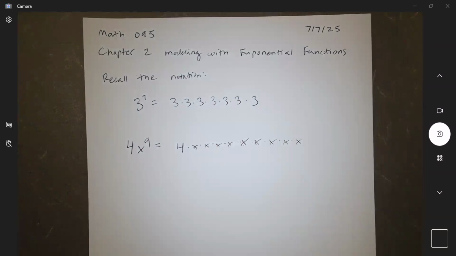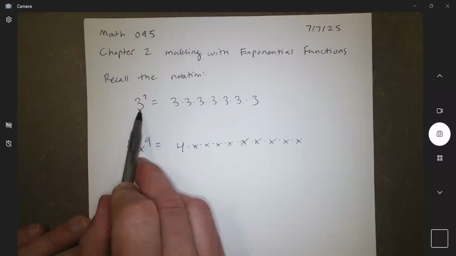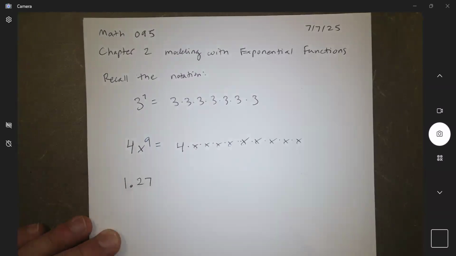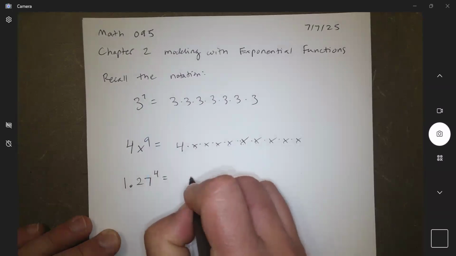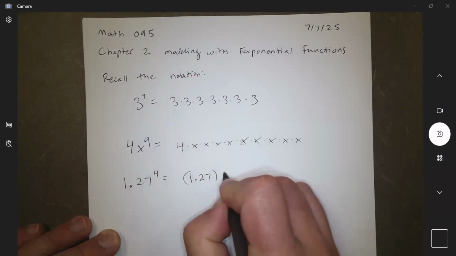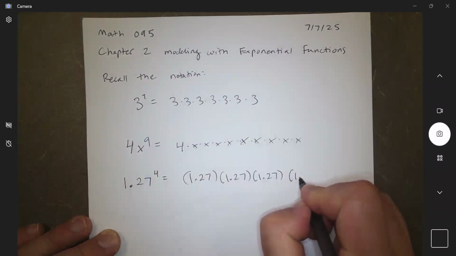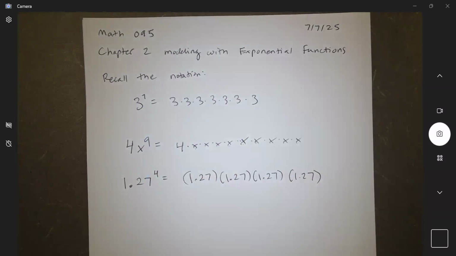For simplicity, we focused on using integers, in particular positive integers. But it doesn't have to be like that. We could have like 1.27 to the 4th. That's 1.27 multiplied by itself 4 times. We're not constrained to only look at integers. And in fact, very few modeling situations will have an integer as the base. It will usually have some sort of decimal or maybe a fraction.